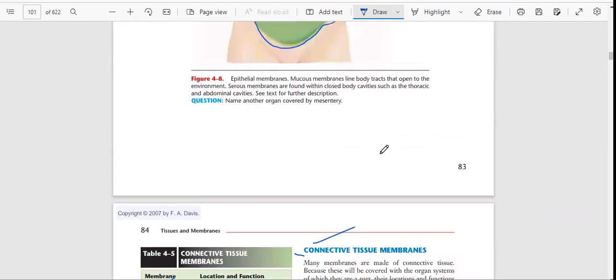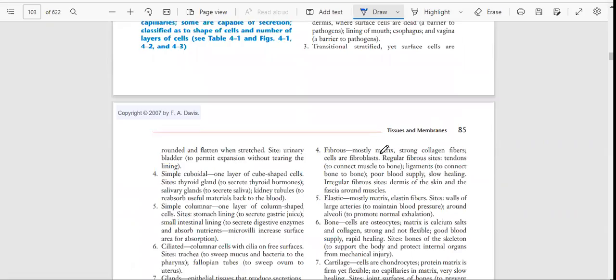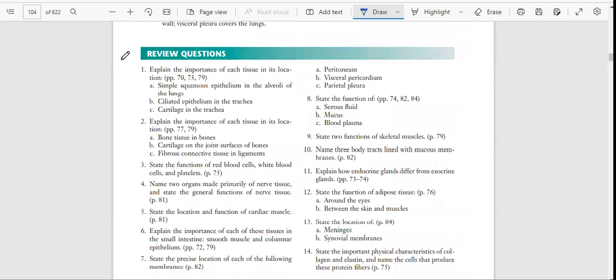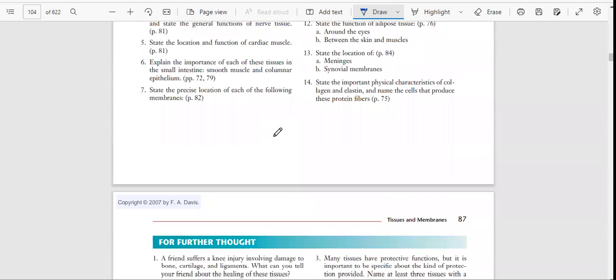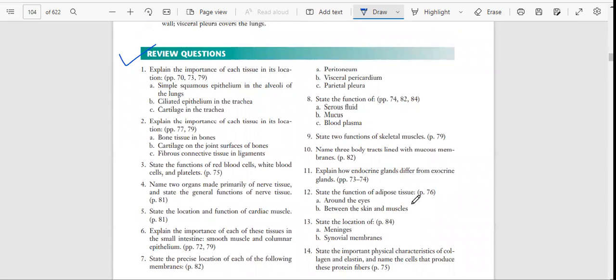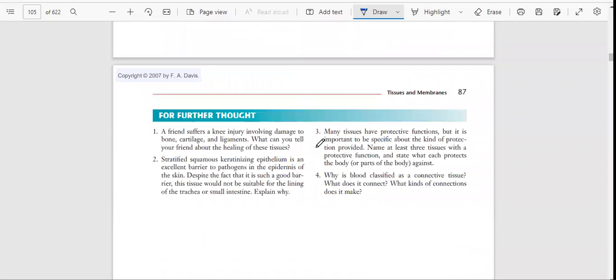Okay, so we completed the chapter on tissue. Here we have the questions. Okay, so you have to write all those questions. Okay, you have to answer the 14 questions.